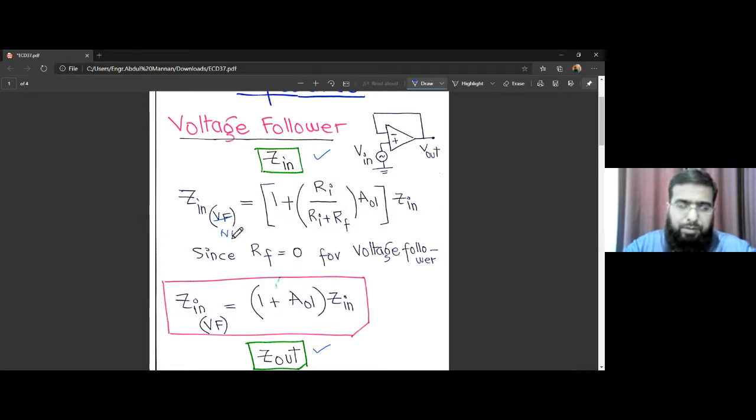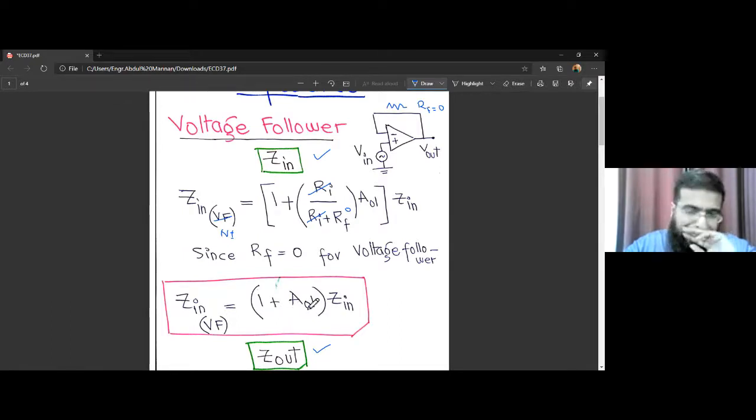Since a voltage follower is also a non-inverting amplifier, except that we don't have any RF, RF is 0. So putting RF equal to 0 in this expression leaves us with the ratio where Ri is divided by Ri. So they cancel and the answer is 1. So 1 plus 1 times AOL, the open loop gain. So 1 plus AOL times Z-in.